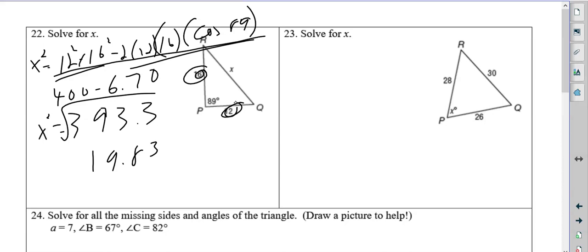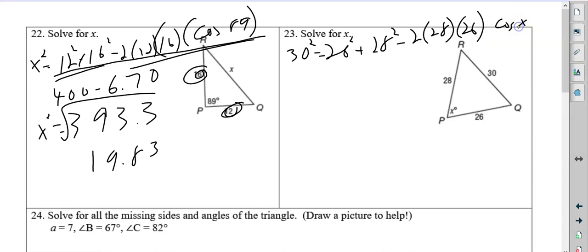Okay. Same thing here. Just solving for the angle this time. So we're going to do 30 squared equals the other two sides. 26 squared plus 28 squared minus 2 times those two numbers again, 28, 26. And the cosine of this time, we don't know. Okay? So again, we're going to have to hit second cosine to get to that part. All right? So 30 squared is 900 equals.